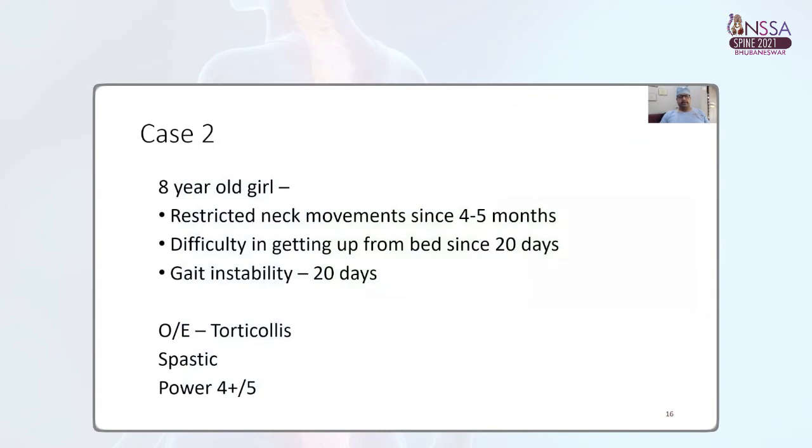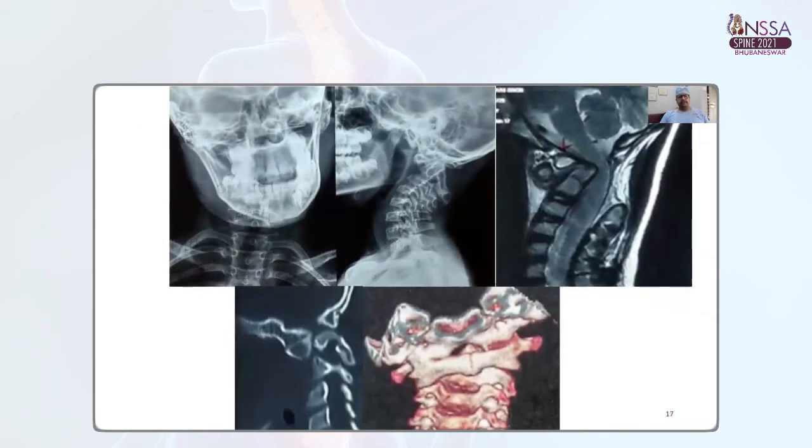This is an 8-year-old girl who had presented with restricted neck movements of 4 to 5 months, progressive spastic quadriparesis with torticollis on examination. So this is her X-ray and MRI. As you can see, she has a severe rotatory AAD causing severe cord compression. The right side facets are completely dislocated.